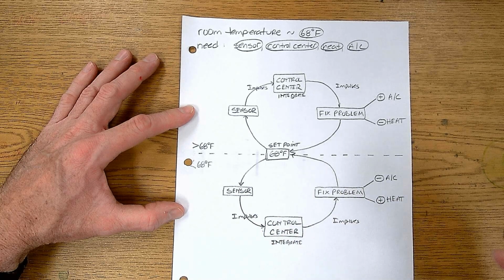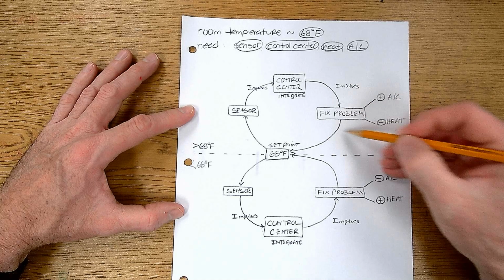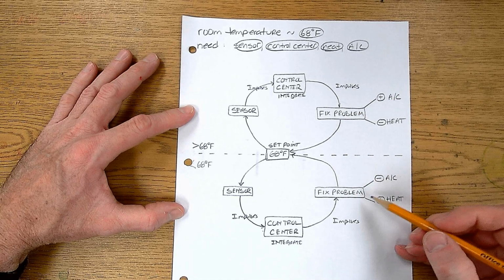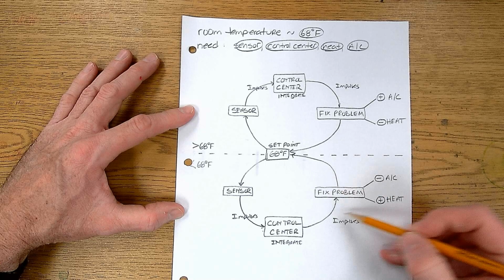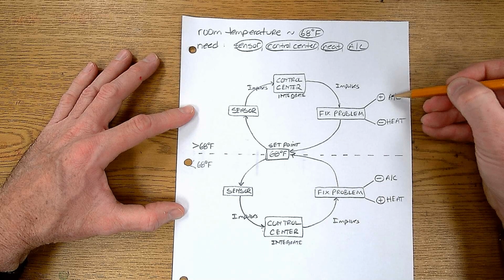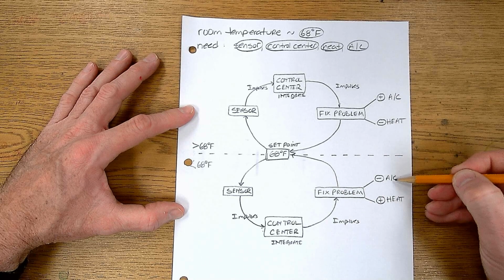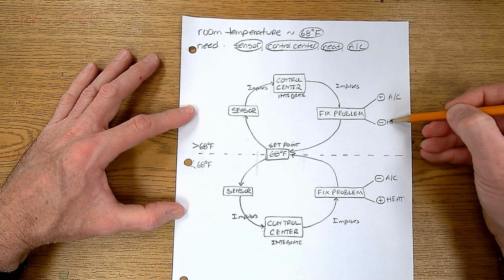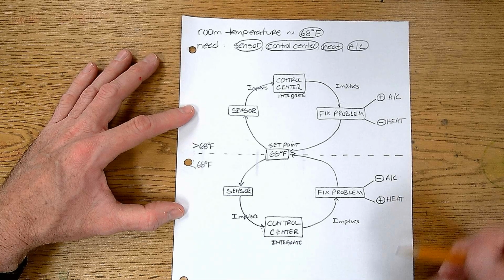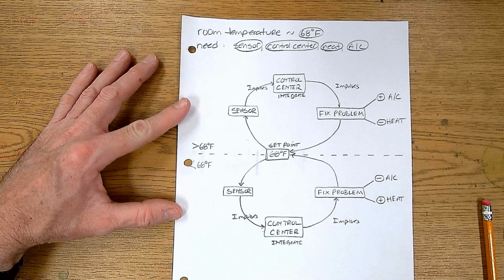And in all circumstances, fixing the problem up here is going to involve doing the opposite as fixing the problem down here. So up here, we're going to turn on the AC. Down here, we're going to turn it off. Up here, we're going to turn off the heat. Down here, we're going to turn it on. Okay? That's maintaining room temperature.